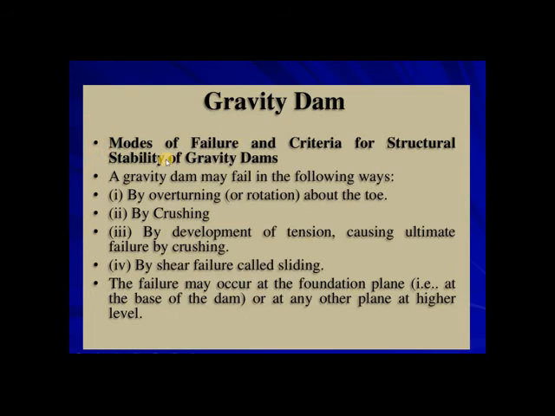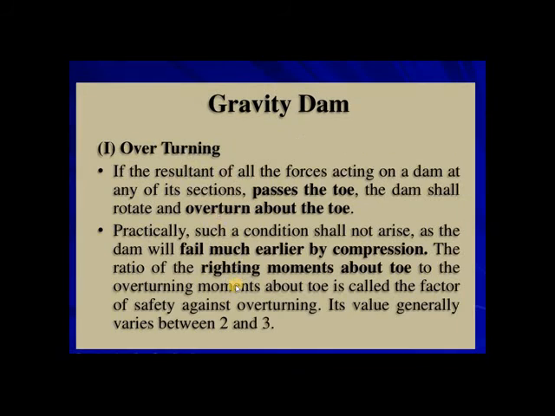Types of failures which can occur in a concrete gravity dam: by overturning or rotation above the toe, the dam may be rotated above the toe; by crushing of dam material, by development of tension causing ultimate failure by crushing; by shear failure called sliding. If the dam slides from upstream to downstream, the failure may occur at the foundation plane, at the base of the dam, or any other plane at a higher level.